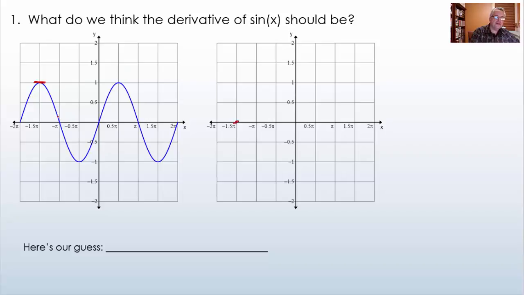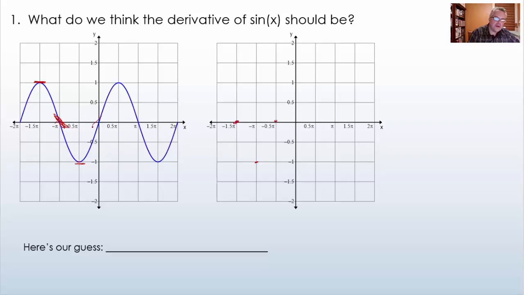Right here, this slope is about -1. That's kind of hard for me to draw that right there. But that slope is about -1. That occurs at negative pi. That's right there. This is 0 right here. That's at pi over 4. That would be right there.